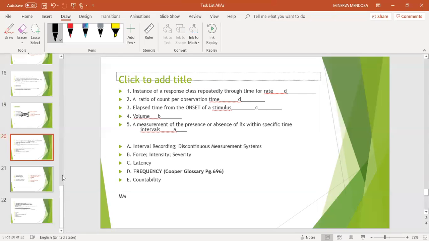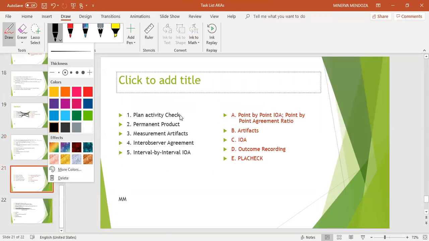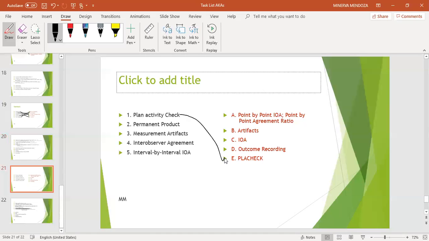Okay, two more slides. Number 1, place activity check, AKA: A, point by point IOA, point by point agreement ratio; B, artifact; C, IOA; D, outcome recording; or E, place check. E, place check. Number 2, permanent product, D, outcome recording. Number 3, measurement artifacts, B, artifacts. Number 4, interobserver agreement, C, IOA. And 5, interval by interval IOA, that's A, point by point IOA, point by point agreement ratio.